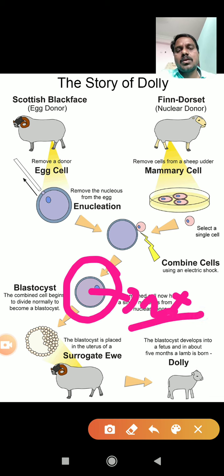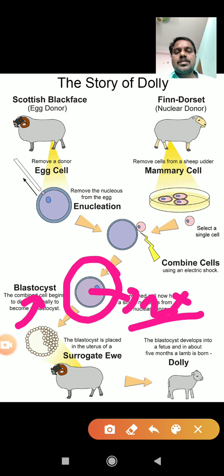That is why it is called artificial, or in vitro. We produce this artificial fertilized egg by the in vitro method. This artificial fertilized egg, or 2x stage egg, is grown in a medium and divides normally to become a blastocyst.